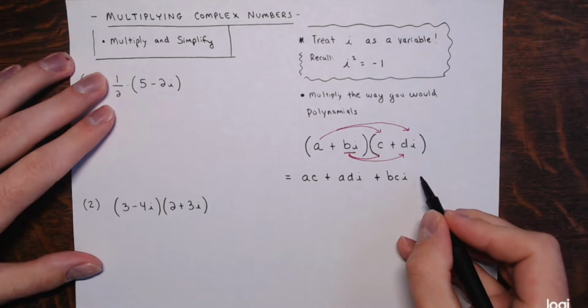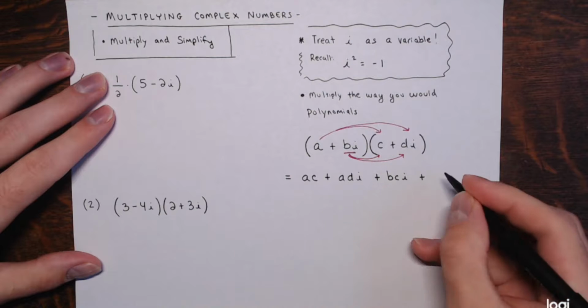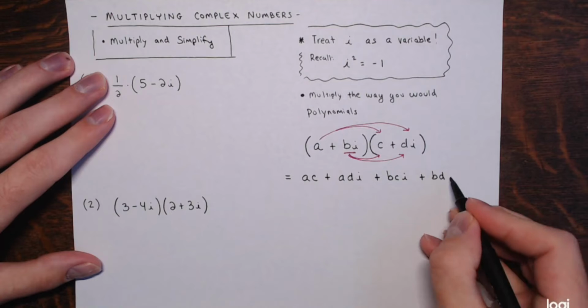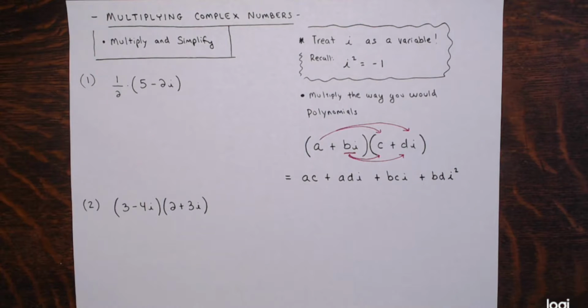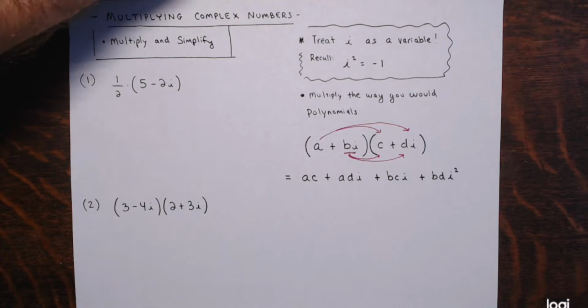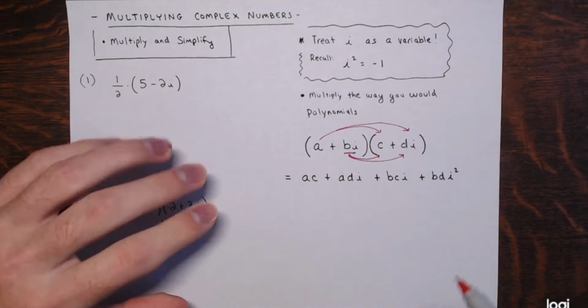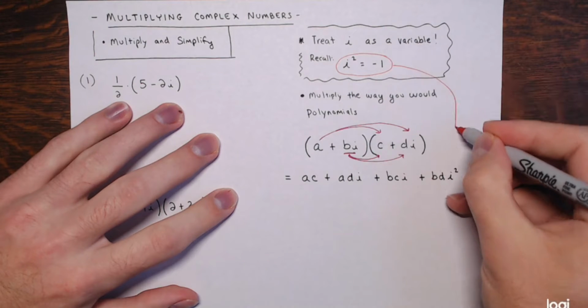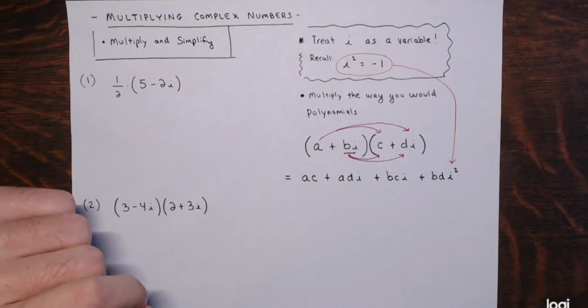And then finally we have plus, b times i times d times i. That'd be b times d, and then i times i is i to the second. Right? You have two factors of i there. But wait a minute. Remember what I said earlier. i is not a variable. i is a number. i squared, whenever you see i squared, that's -1.